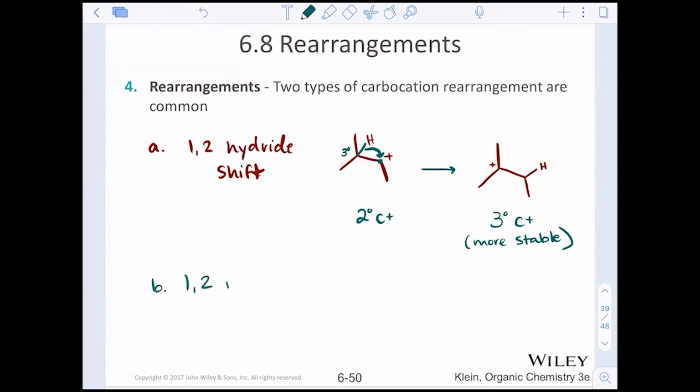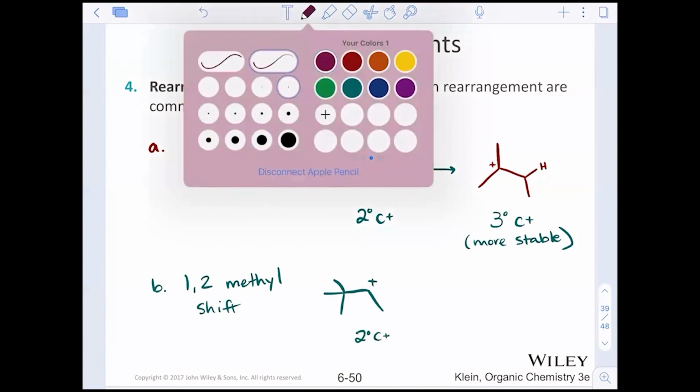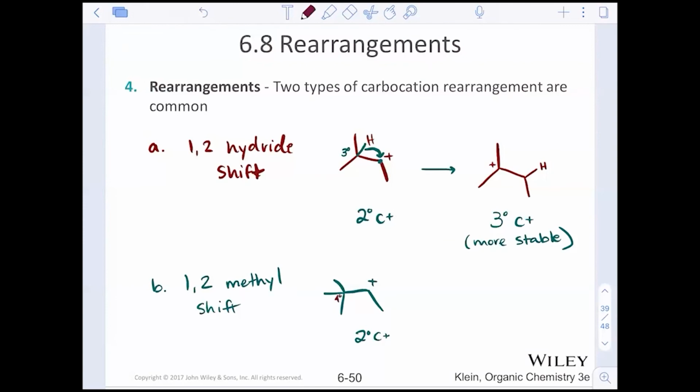A 1,2 methyl shift can happen as well. Hydrides and methyls can shift. Nothing else can shift because nothing else is small enough. So if you have, again, a secondary carbocation, and say you have a quaternary next door, one that is a carbon with 4 carbon groups, a methyl can shift over. Notice the origin of that arrow is from the bond. That bond can shift over a methyl group. And again, the carbocation becomes more stable.